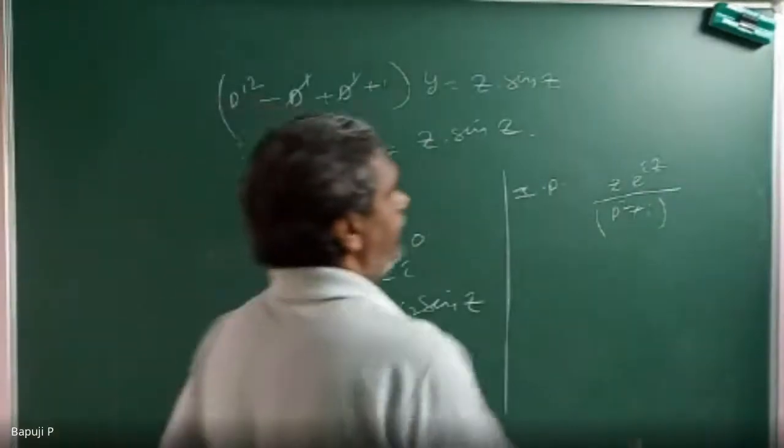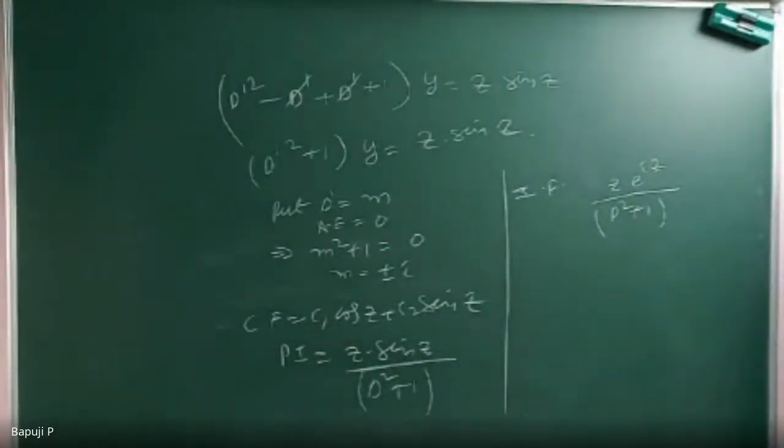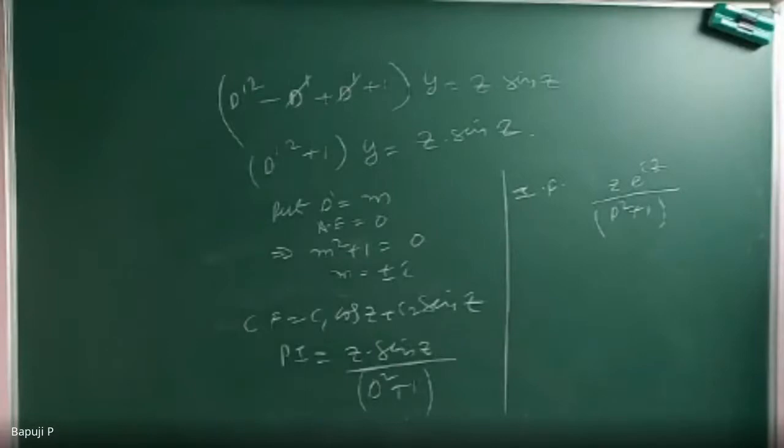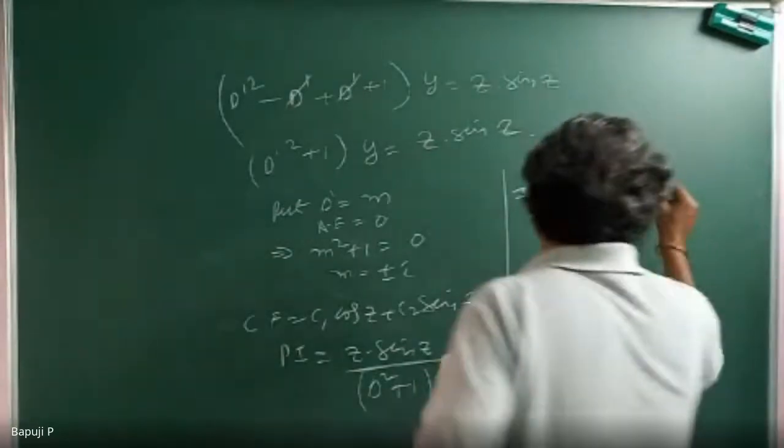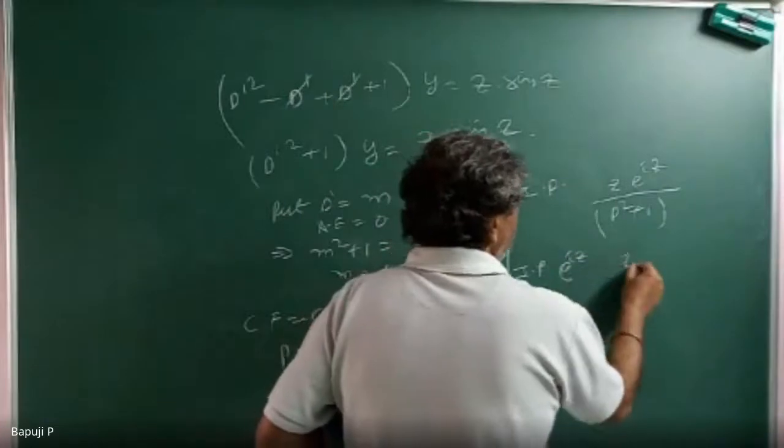Now what do you do? Anything e power ax into f of x means what? Take e power ax outside, change d by d plus a. So for e power iz, change d by what? We did e power ax f of x, so for e power iz, change d by d plus i. But you should not forget the imaginary part. We have entered into the complex part, the imaginary part of e power iz z by.